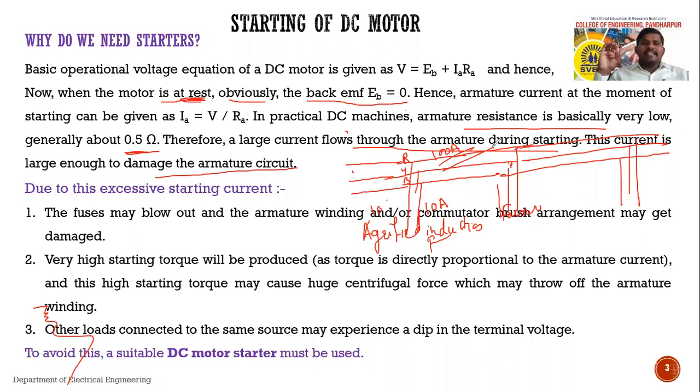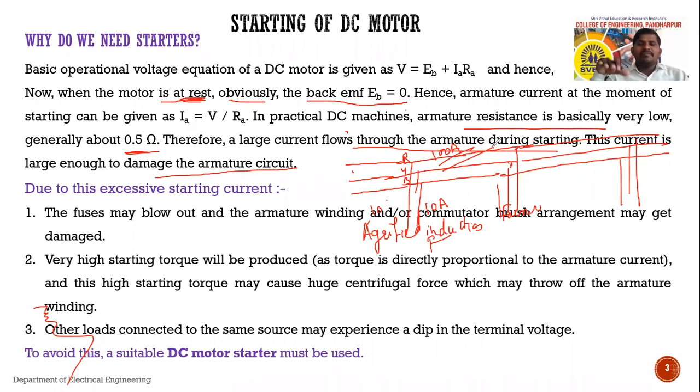The starter is necessary to limit the starting current. That is, to limit the starting current we are using a starter, not to start the machine. Generally we say the starter is used to start the machine, but it is the wrong answer. The starter is used to limit the starting current, or to reduce the starting amount of current. So the starting current can be reduced by using a resistance.